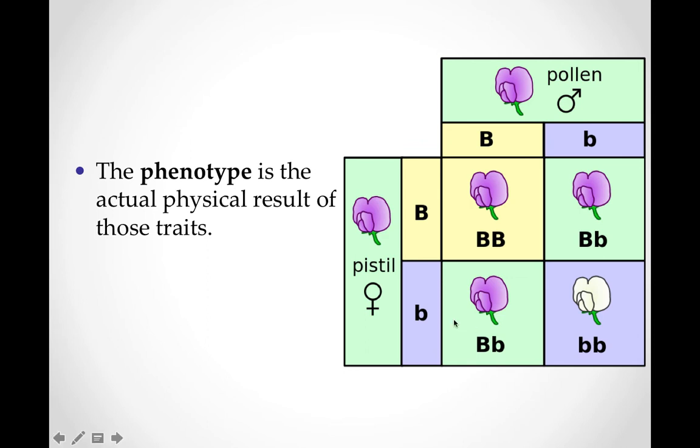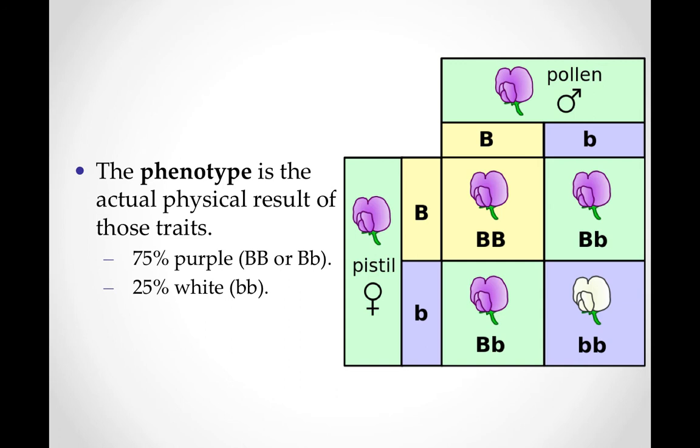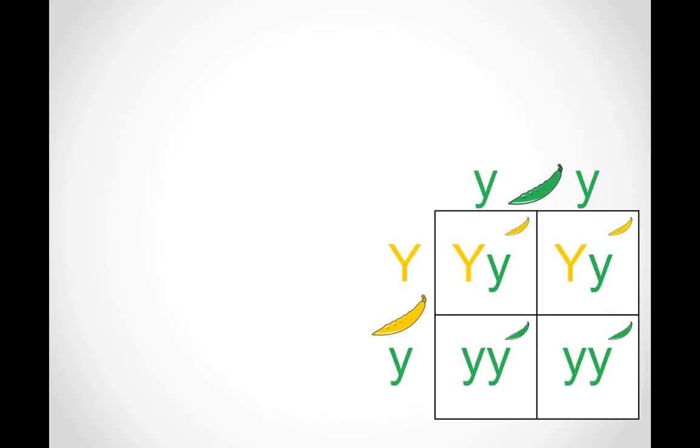The phenotype is the actual physical result of those traits that we see. Okay, so this is represented as the genotype, the big B, little b. The phenotype is represented by purple, purple, purple, white. Okay, 75% purple, 25% white. So when we do the phenotypes, there is a ratio of 3 to 1. If you do the genotypes, it's 1 to 2 to 1. Keep that in mind. Okay?